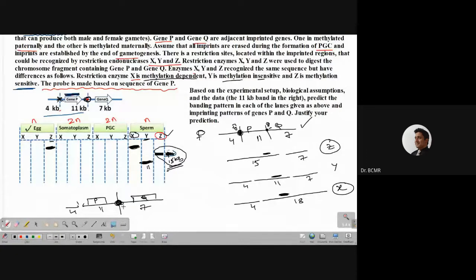If we treat it with Y, which is methylation insensitive, means it will cleave irrespective of whether methylation is there or not. So we will get a fragment like this, 11 kb. And if we treated it with X, then we would have 15. Yes, we will get 15 kb fragment. Right? Then now you can solve for somatoplasm and primordial germ cells.